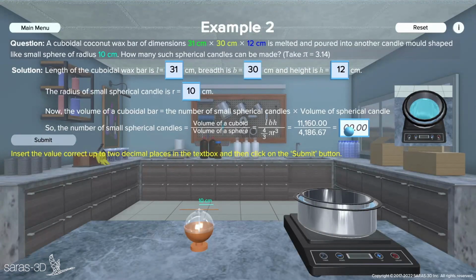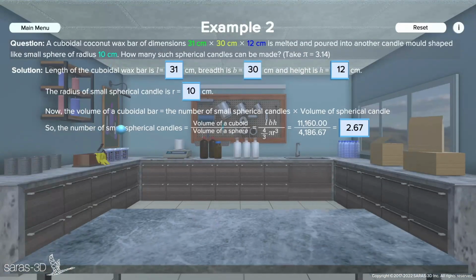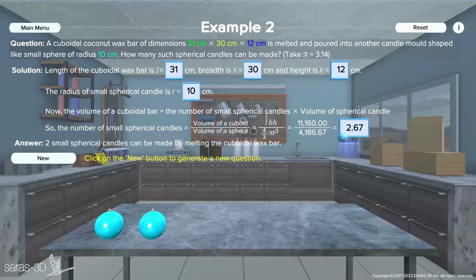It will be 2.67. So how many spherical candles can be made out of this cuboidal coconut wax bar? Only 2 candles, because we cannot consider this 0.67, right? So only 2 spherical candles can be made when we melt this cuboidal coconut wax bar of the given dimensions. Okay, now let us look at another type of question where we have to find the missing dimension of one of the solids.